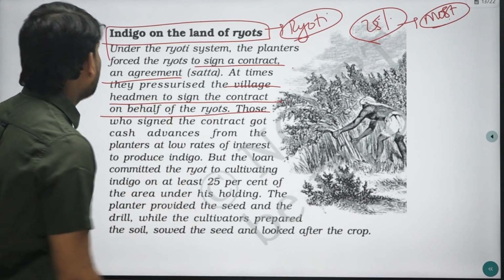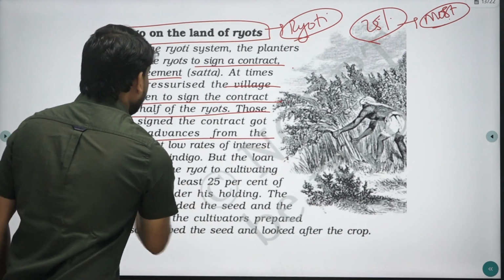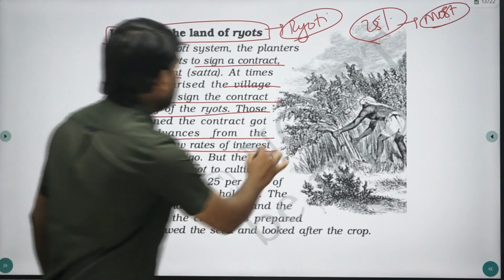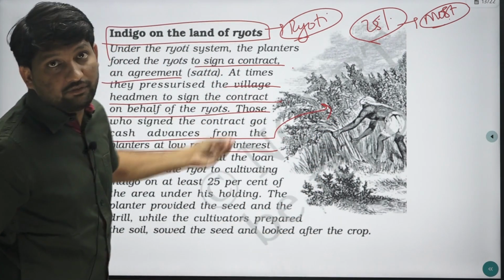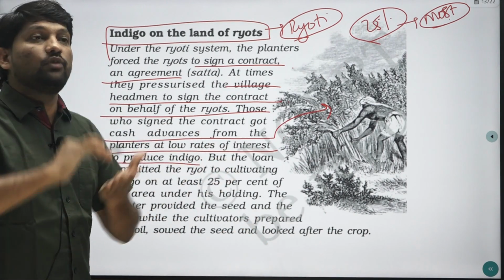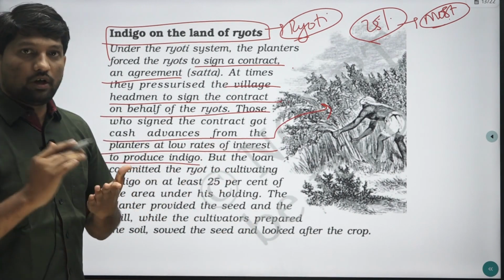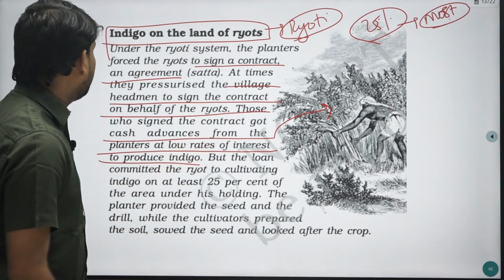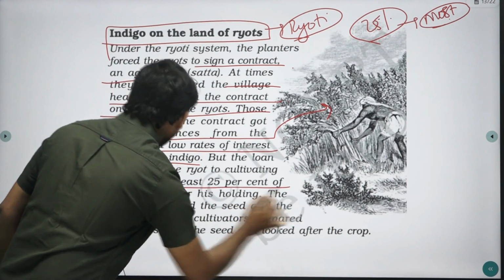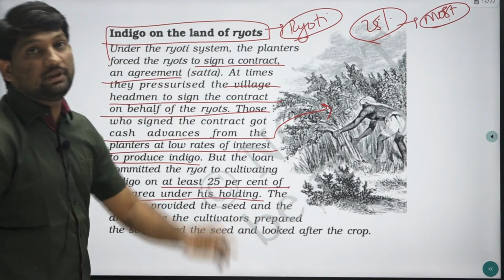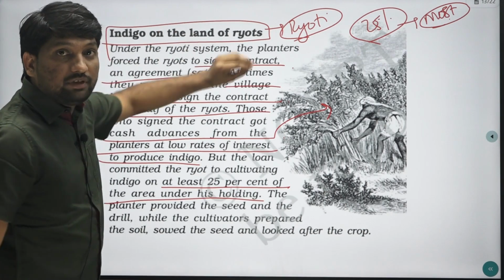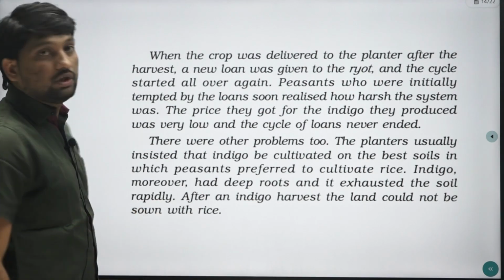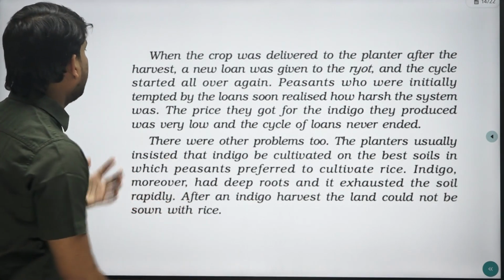They also forced the smaller zamindars as well as village headmen to sign the contract on behalf of the cultivators. Those who signed the contract got a cash advance from the planters at a low rate of interest to produce the indigo. This was like giving some lollipops, some incentive, to the cultivators: we are giving you an advance loan at low interest. But the loan committed the Ryot to cultivate indigo on at least 25% of the area under his holding. This was under the terms and conditions when they signed the contract.